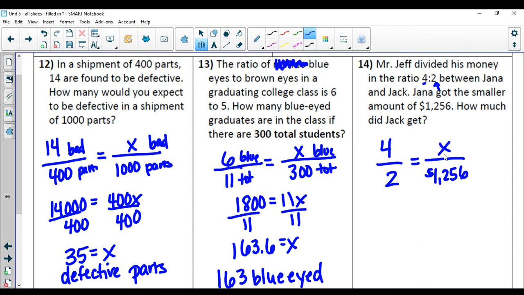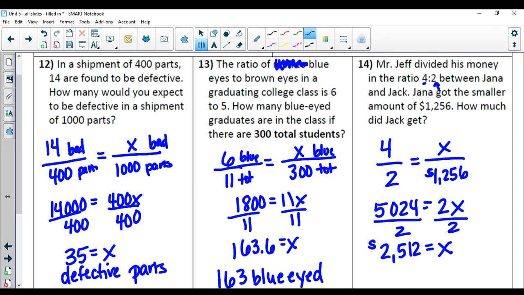So we're going to go ahead and multiply 4 times 1,256, which will get us 5024, equals 2x. So I'm going to divide by 2 on both sides, which will give me 2,512 equals x. So that's how much money Jack got. So Jack ended up with a good amount of money there. All right, and that's it then for this lesson's practice.